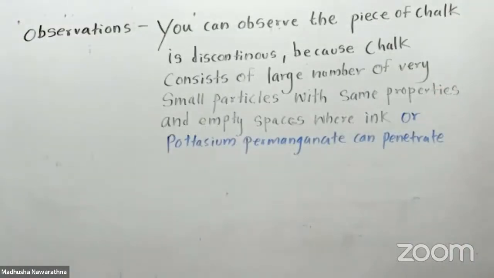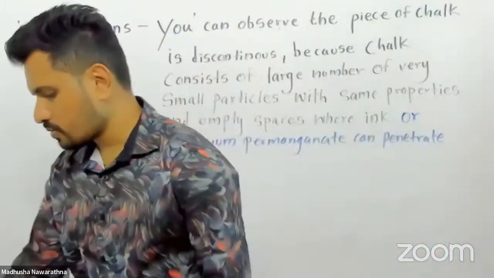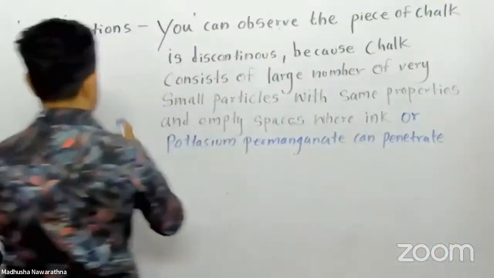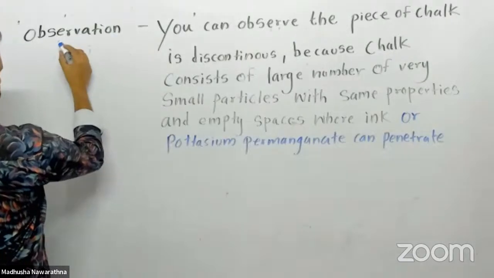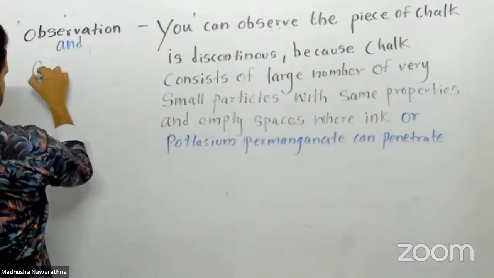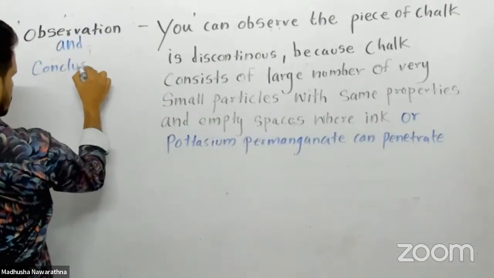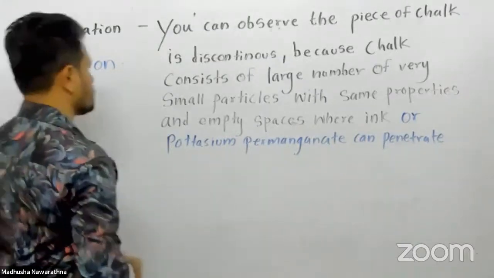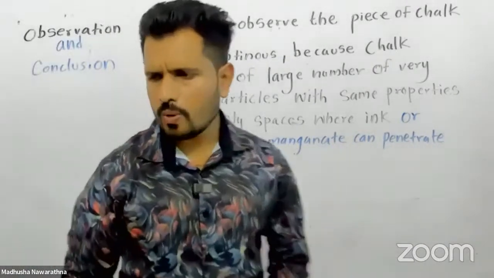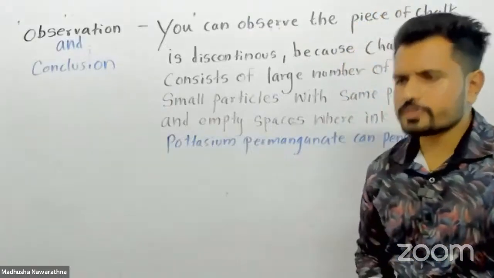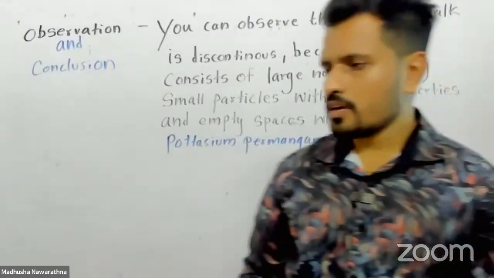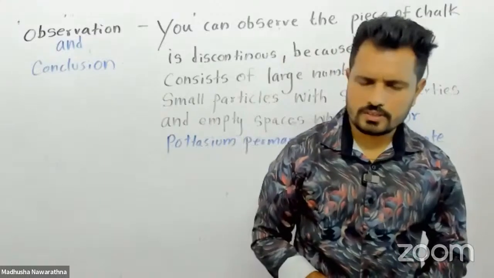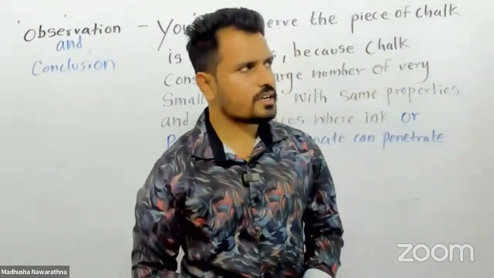Right, now this is the observation. අපි observation and conclusion කියලා දෙකම දාගමු මෙතන. Observation and conclusion. පුතේ මම දෙකම එකට combine කරා මේකෙදී. Observation and conclusion. Now පුතේ we can observe that the piece of chalk is discontinuous.